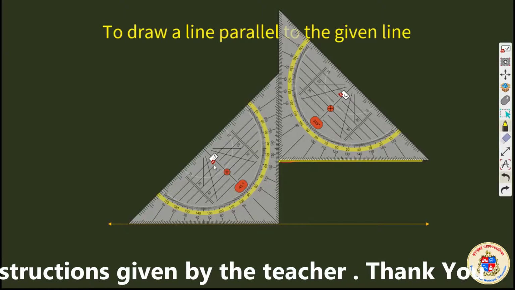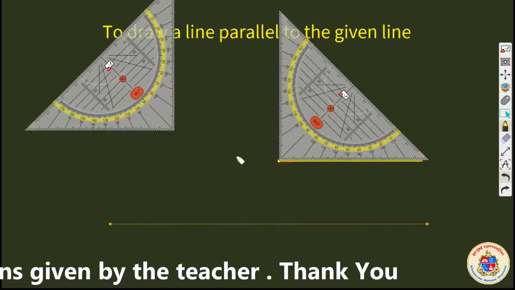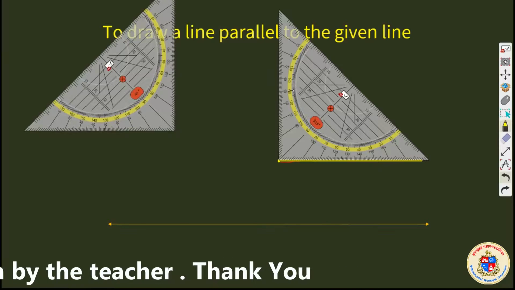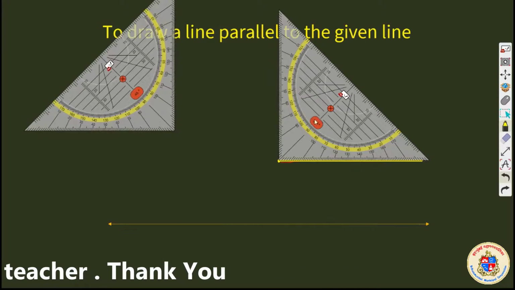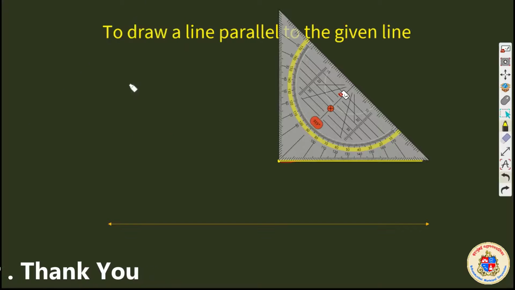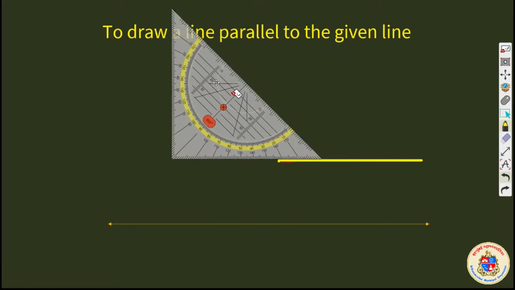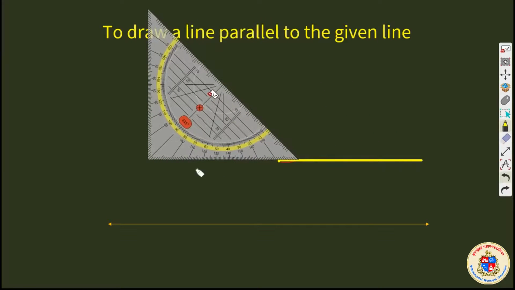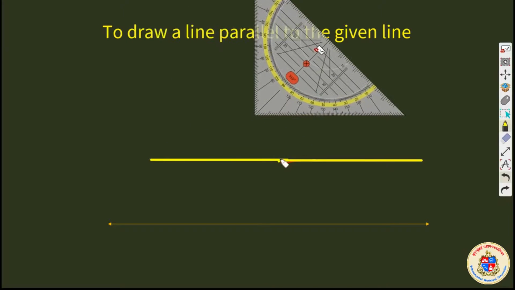So this line is parallel to the given line. How can we say that? And is it true? Yes, it is true. Why? Because I will tell you. I can take a scale also, but I am doing it this way to save time. See, these lines, because of the following reason, are parallel lines.